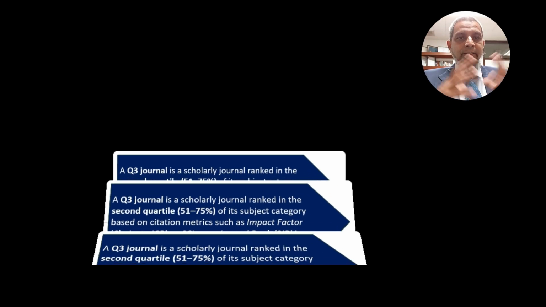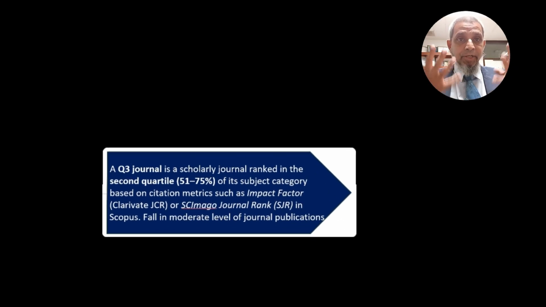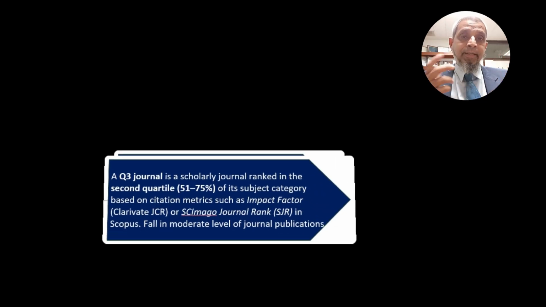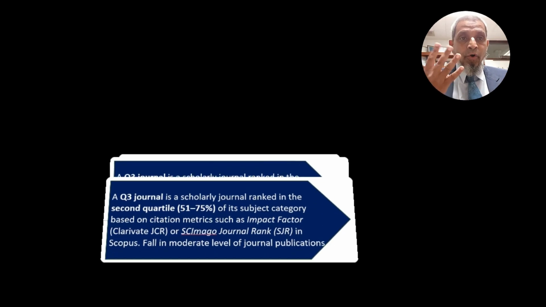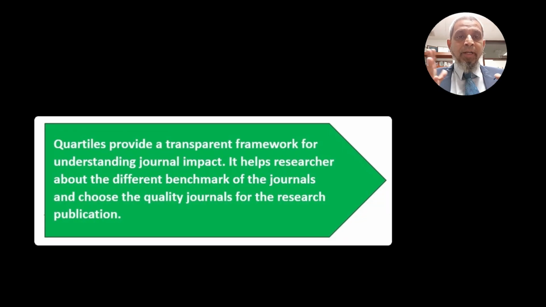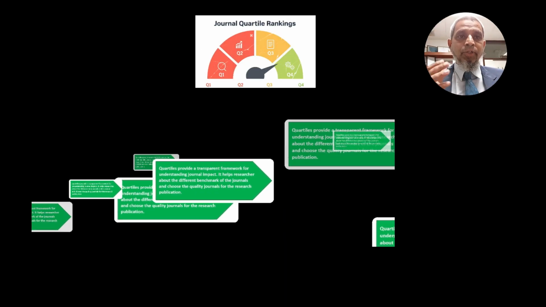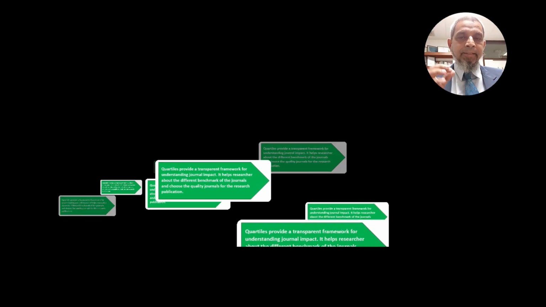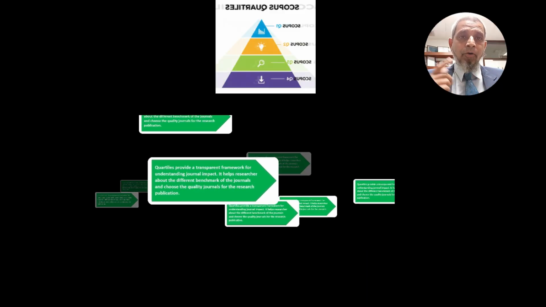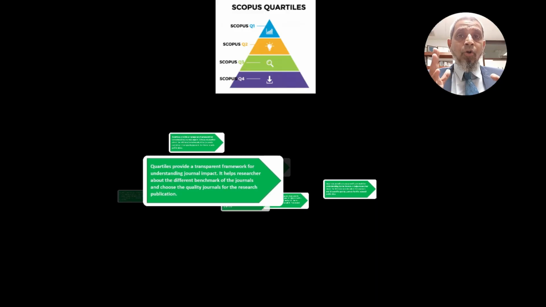A Journal Quartile is a way of ranking academic journals based on their impact or influence within a specific subject category or specific subject discipline. It divides journals into 4 equal groups, quartiles, according to metrics like impact factor or citation score. Quartiles provide a transparent framework for understanding journal impact. It helps researchers understand different benchmarks of the journals and choose quality journals for their research publication.